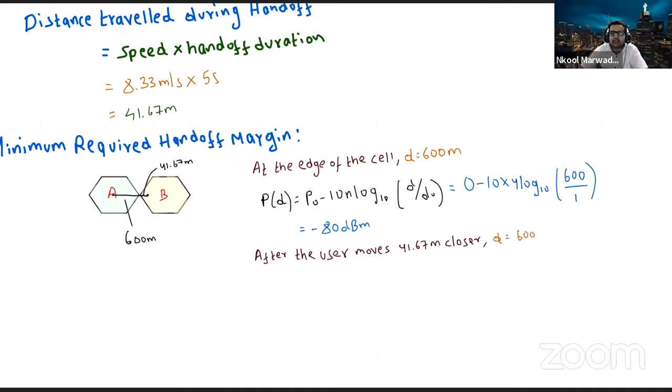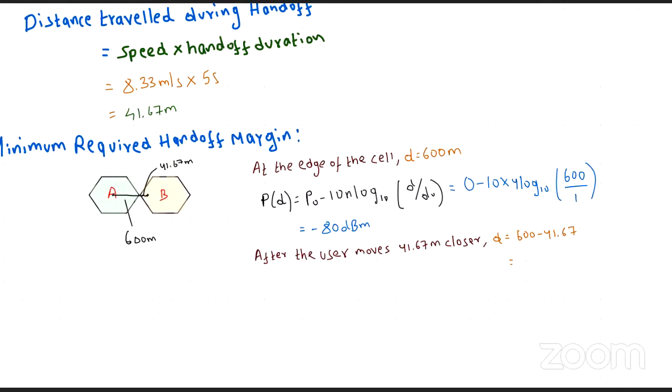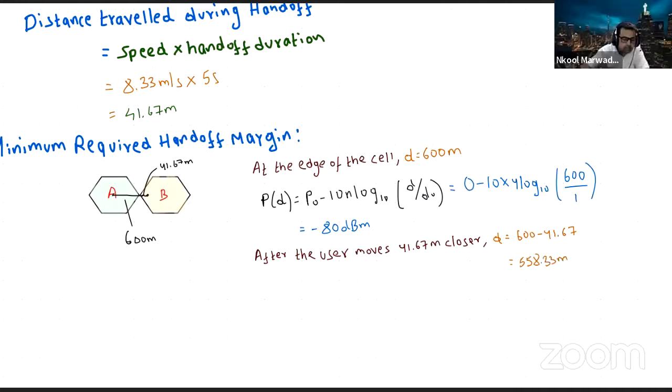Because for the margin, we have to do signal power A minus signal power B. So A we have calculated, for B we will calculate. When the handoff is initiated, at that point, what was the signal power from the tower B, which is being received by the mobile station? So this distance is 558.33. Isn't it?